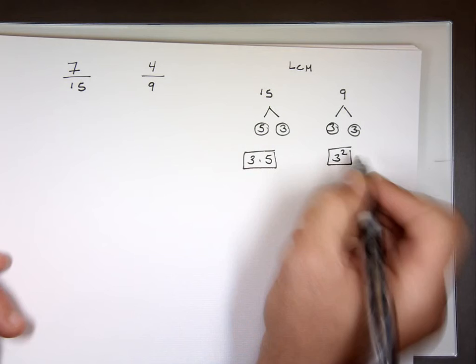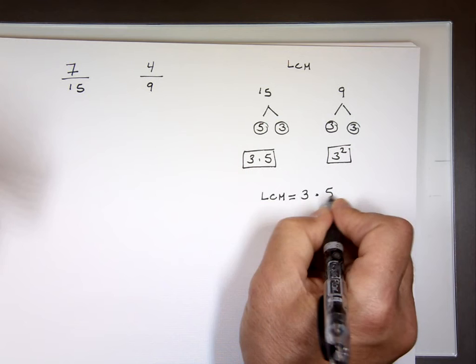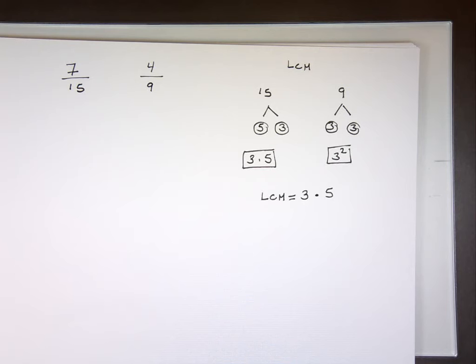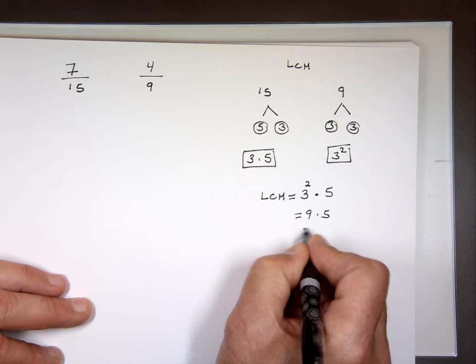Remember what the LCM is called. It's the multiplication of all the different factors. My different factors are what? 3 and 5. And each of them is raised to its own highest power. What is the highest power of 3? 2. 3 squared, which is what? 9. 9 times 5, which is 45. So that is the first number that you can divide by 15 and by 9. That's how I came up with that number.